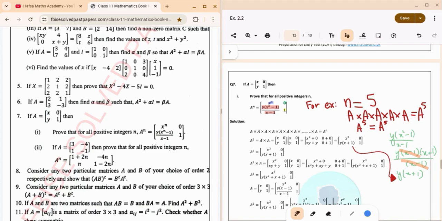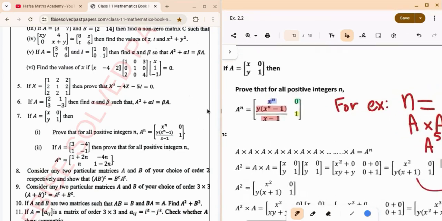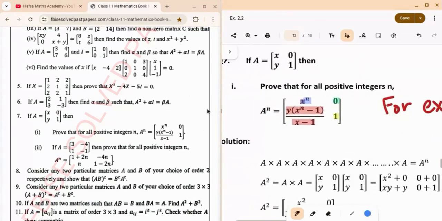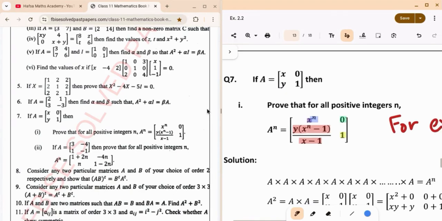Question number 7, if you look on the left side, I have your book, and on the right side, I have my screen. On the left side, it says, if matrix A equals this, then part 1 is prove that for all positive integers n, the matrix A raised to the power of n should equal this big concoction that they've given us. I'm just going to zoom into my screen, and you guys can see the question. This is the given formula that they've given us to prove.